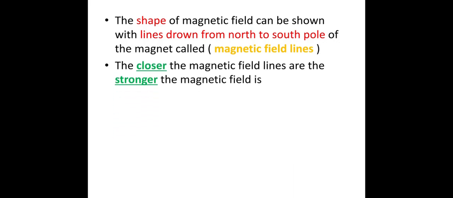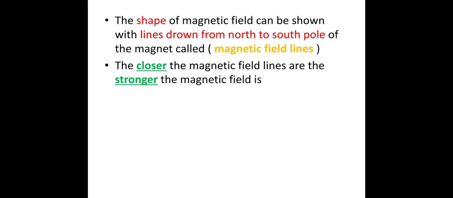The closer the magnetic field lines are, the stronger the magnetic field is. When we find the magnetic field lines close together, the magnetic field there will be strong. When I draw the lines with a gap or more gap between each other, we will find the magnetic field is low or weak. But the closer the magnetic field lines are, the stronger the magnetic field is.